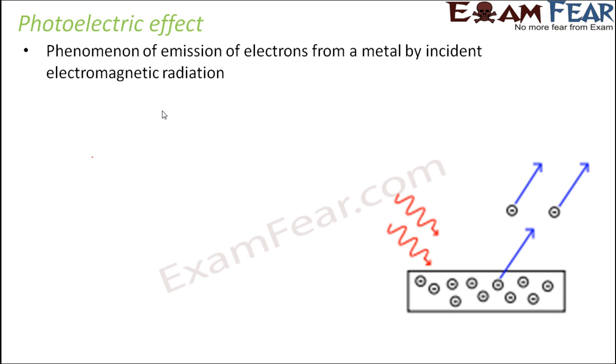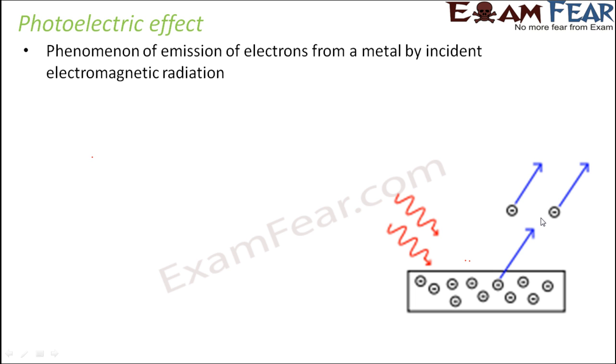That means that if you have a metal, you have a lot of electrons inside that metal, right? Like here in this case, this block represents a metal and the negative signs that you see represent the electrons. Now, when you make an electromagnetic radiation incident on this metal, these red rays represent the electromagnetic radiation. When this radiation falls on the metal, and if the electromagnetic radiation or basically light has sufficient energy that it can knock off electrons from the metal, that emission of electrons is known as the photoelectric effect.